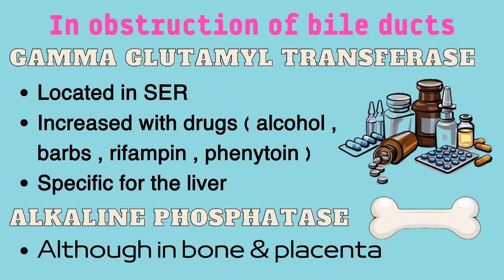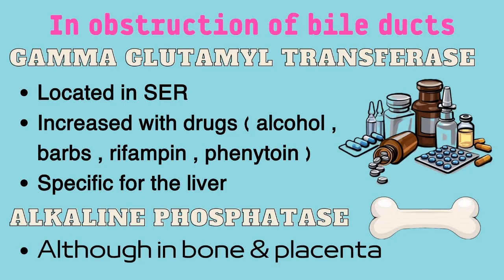So I'm going to ask you a question. What would be the classic thing that you would see in any alcoholic liver disease? AST higher than ALT, and what else? An increase in gamma-glutamyl transferase. Guys, it doesn't get any easier. It is incredibly simple.